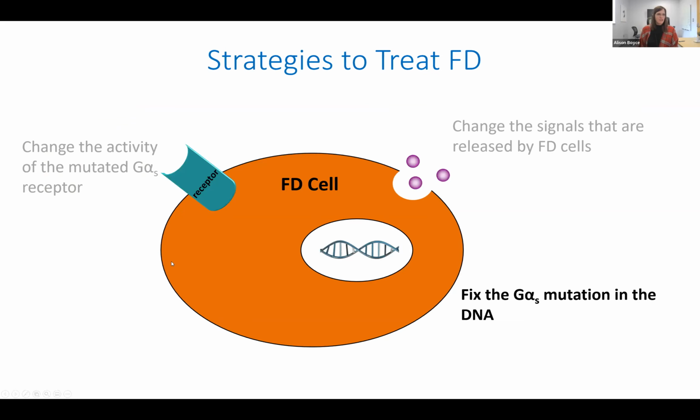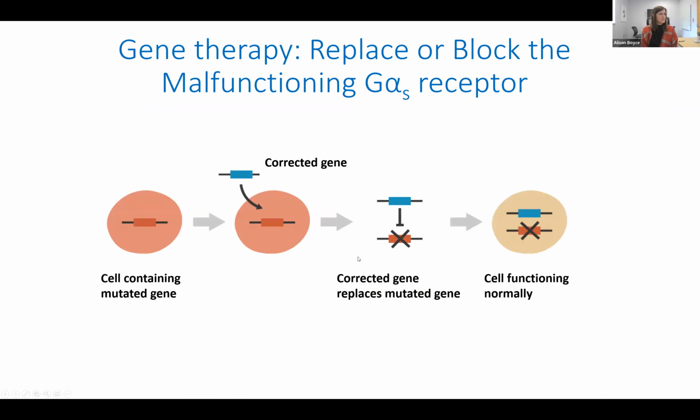All right, and then the last strategy I want to talk about is probably the most intuitive one. Patients ask me about this all the time. Can't we just fix the gene mutation in the DNA in FD? And this is a broad area called gene therapy. Again, there's a couple of different ways you can approach it, but this is a pretty standard way of thinking about it. So we have a cell that contains a mutated gene. Can we put in a correct gene that will replace this mutated gene, and then that will lead the cell to function normally?